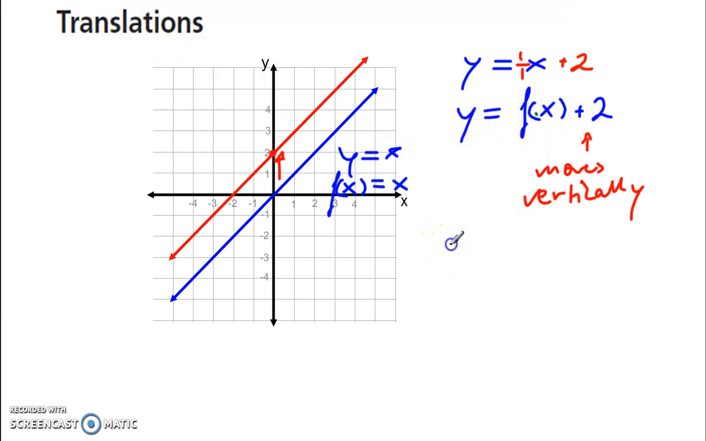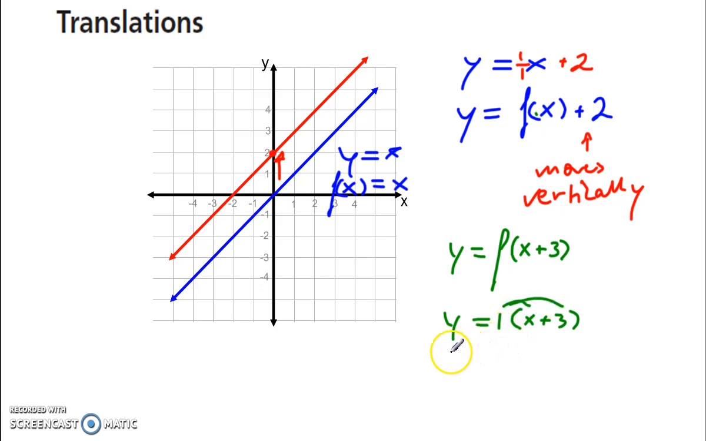So y equals f of, and then I'm going to add something. I'll say plus 3. Let's change it up a little. I'll take the parent function, y equals, and I'll put x plus 3 in place of x. Now there's nothing outside, there's just a 1 here. So if I do the distributive property with 1 times x, 1 times 3, I get y equals x plus 3. So I went from the parent function, y equals x, to y equals x plus 3.